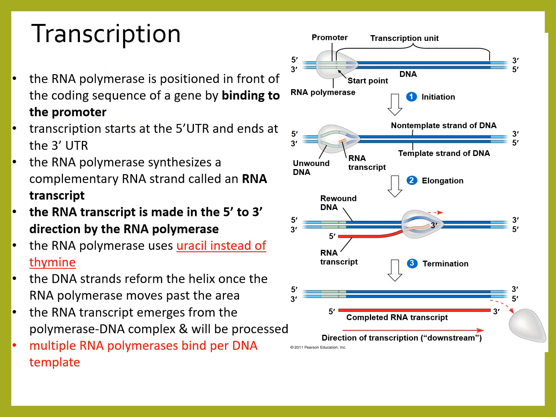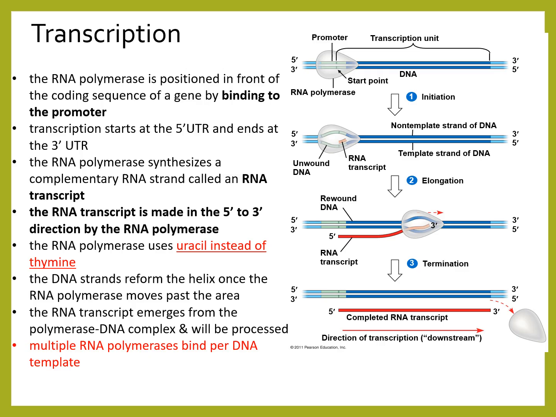Now, the RNA polymerase needs to be positioned in front of the coding sequence. It needs to be physically positioned right in front of that 5' UTR. That's why the promoter is found in front of the 5' UTR. Think of it as being the docking site for the RNA polymerase. Now, this is true for both prokaryotic genes and eukaryotic genes.